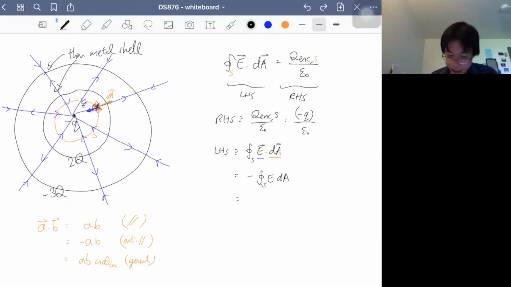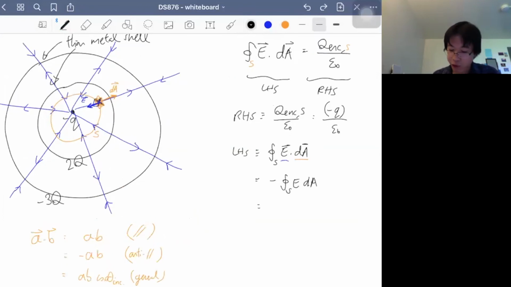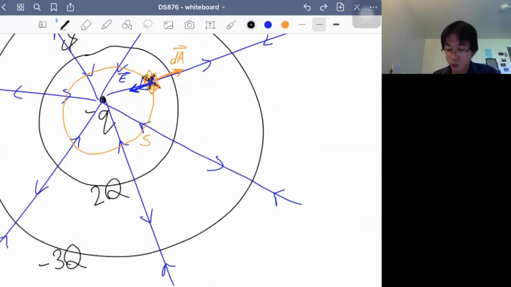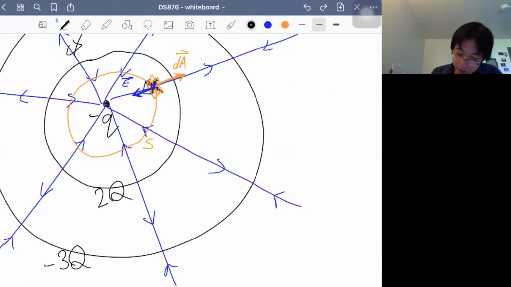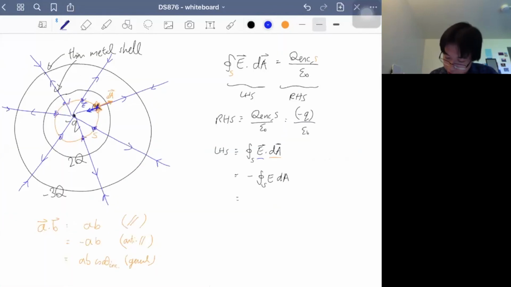Can I pull the E out? Is E a constant? E is not a constant in general, because the further away from the sphere, the weaker E is going to get. However, E is constant on S, because of the symmetry. There's no reason why E is not constant on S. So fortunately, we're integrating over S. So as far as the integral is concerned, E is a constant.